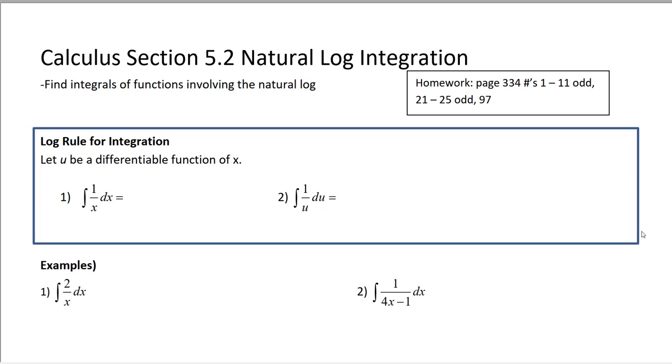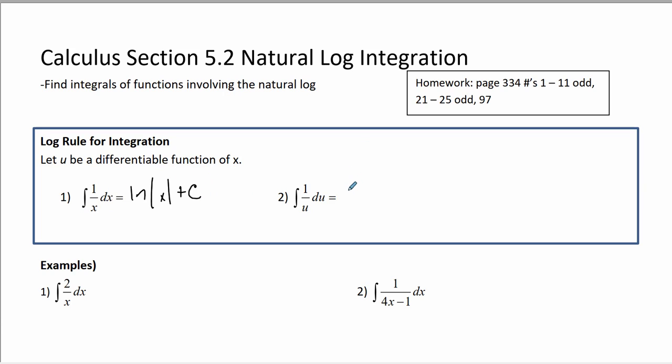5.2 natural log integration. What? We're going to integration already? Yup. Alright, so log rule for integration. We got a couple things going on here. When I integrate 1 over x dx, I'm going to get the natural log, but because I don't actually know what the value of x is, I have to make it so that it's the natural log of the absolute value of x plus some c, right? There's no upper and lower bounds here, so we have to have some c.